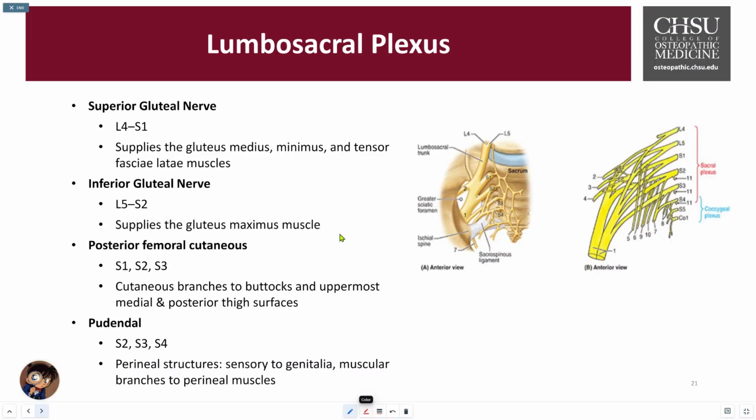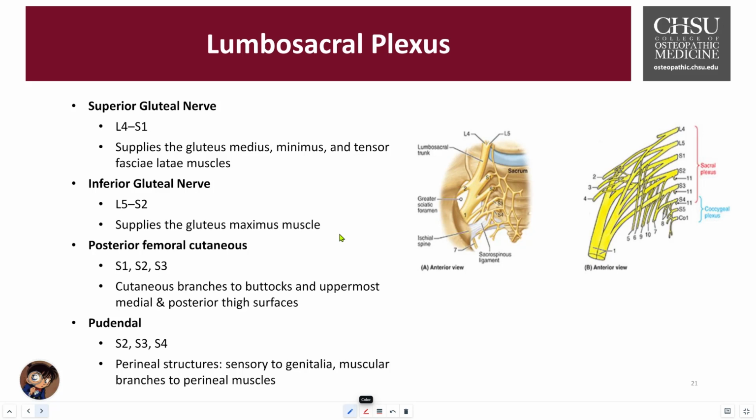This one's key innervation is going to be the gluteus medius and the gluteus minimus, as well as the tensor fasciae latae muscle. These muscles play a critical role for stabilizing the pelvis for gait, lateral rotation, as well as abduction. The inferior gluteal nerve, IGN, arises from the L5 to S2. It's responsible for innervating the powerful gluteus maximus, a key player for hip extension, particularly for climbing stairs or rising from a sitting position.